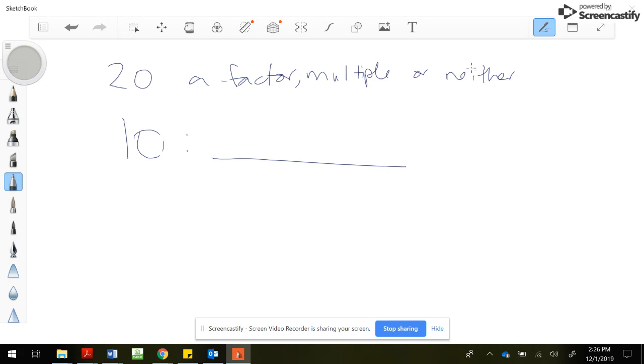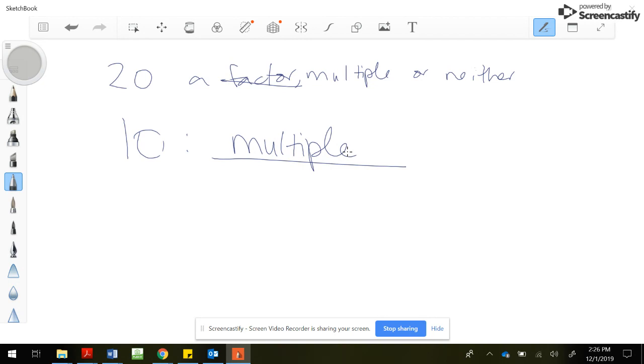So I need to think, okay, what is a factor? What is a multiple? Factor, I'm going to do something times something to get 10. So can I do 20 times something and get 10? No. So I know it can't be a factor. Multiple, is 20 a multiple of 10? If I skip count by 10, will I say 20? 10, 20, 30, yep, so I know it is. Sometimes we'll have one where it is neither.